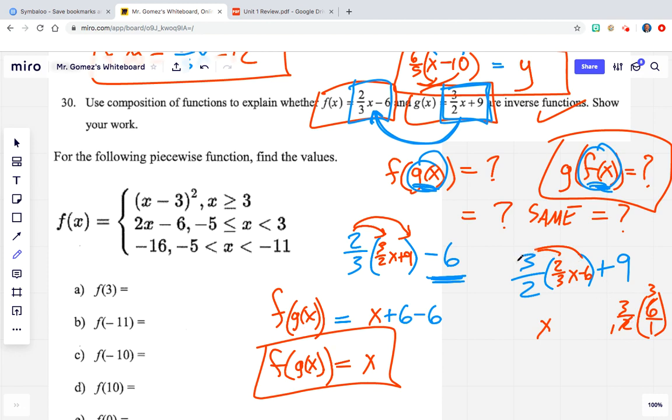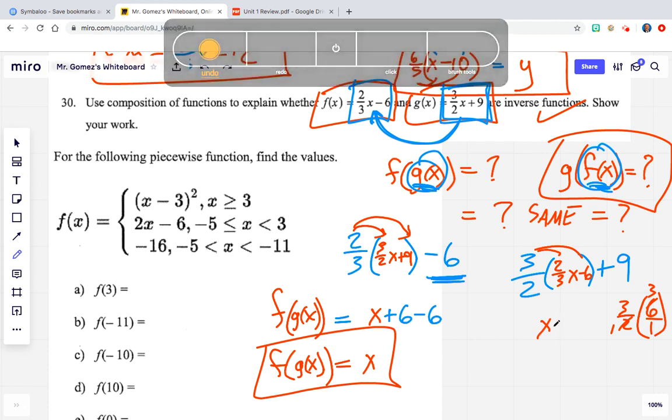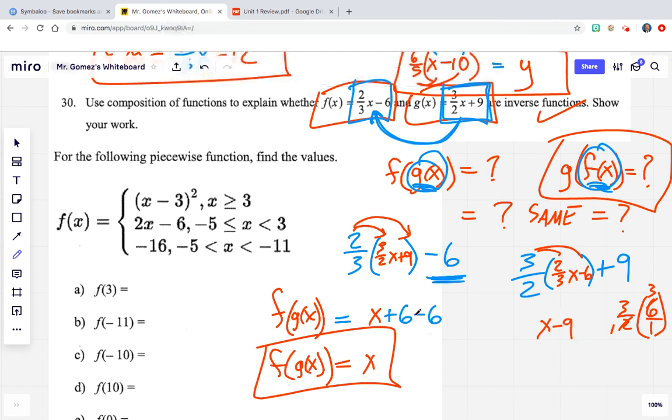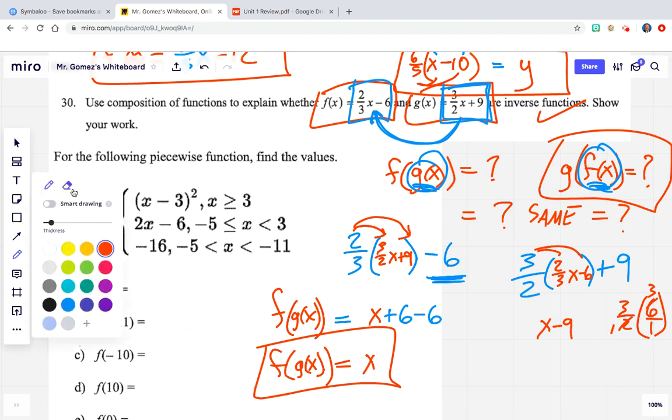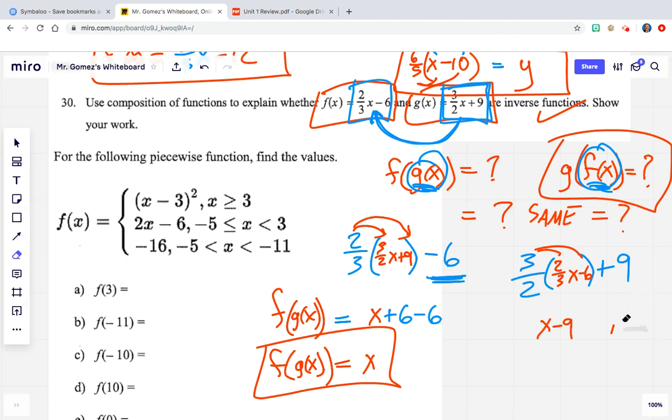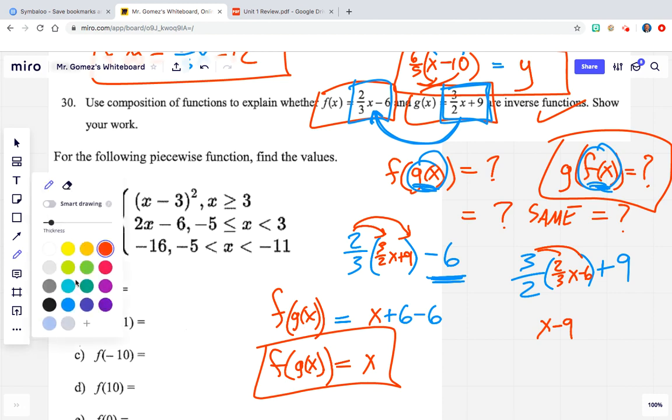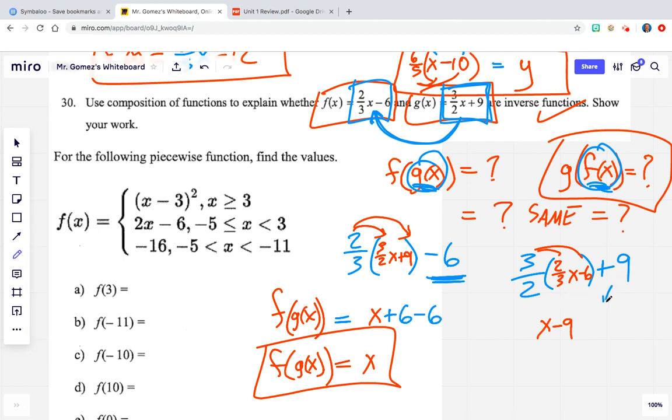So a positive 3/2 and a -6 will become a -9. Okay? And then I still have this positive 9 to bring down. I haven't worked with that one yet. So I'll just bring this down and I'm adding 9. And sure enough, there's another cancellation form of 0 so that you know you're going to end up with just x from this g of f of x piece.